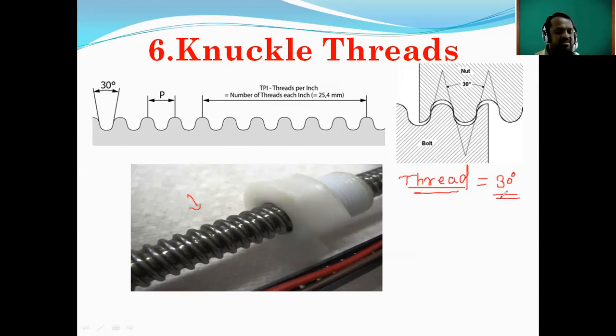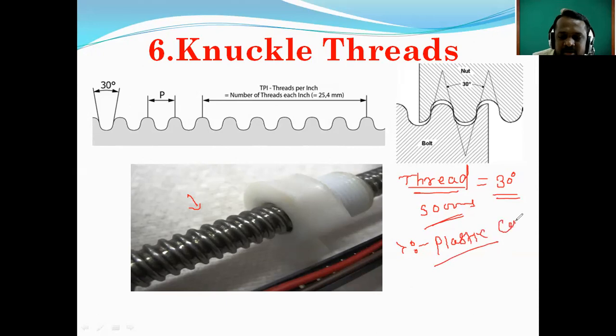Okay, and what is the application of that knuckle thread? Yes, anybody? Here, those threads are very smooth. And generally knuckle threads are used in the plastic component. Whether you have seen our water bottle, a Bisleri water bottle, whatever threads are there, those threads are called knuckle threads, because they are very smooth.